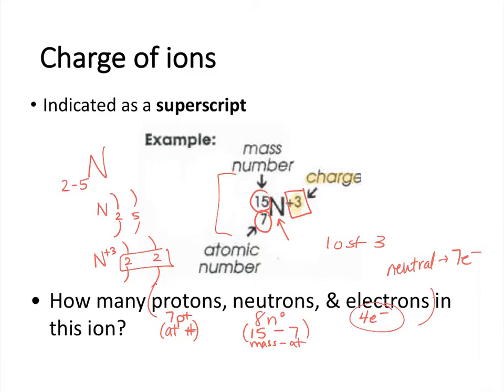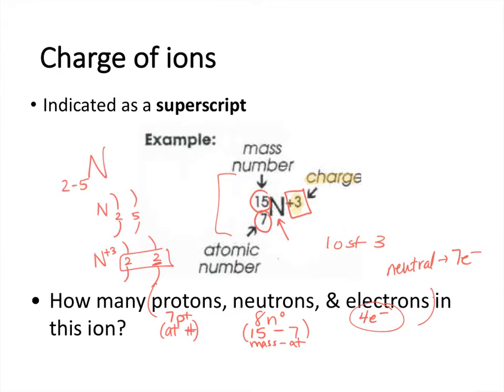Now this makes it more stable. It doesn't have 8, but it does have a noble gas configuration here with the 2 valence electrons. You don't really have to worry about the stability thing right now. What I want to make sure you know how to do is how to calculate the number of electrons that an ion would have if you're given the charge of that ion.